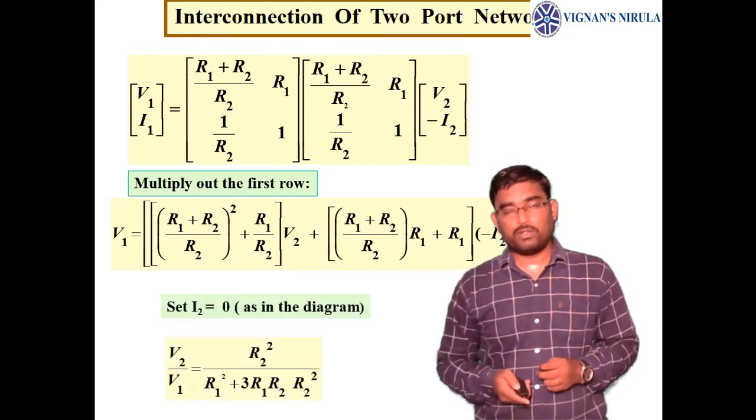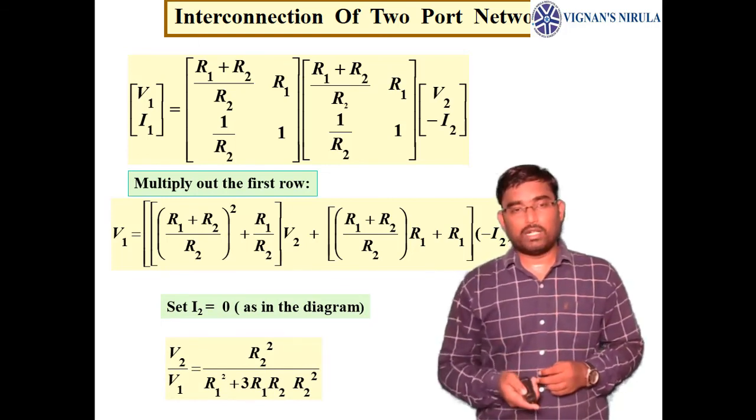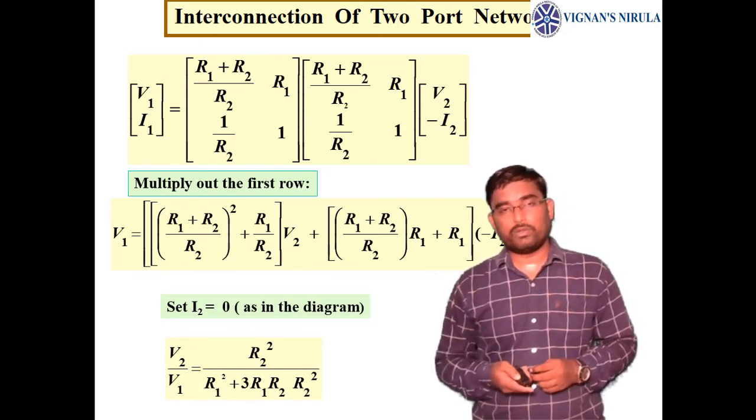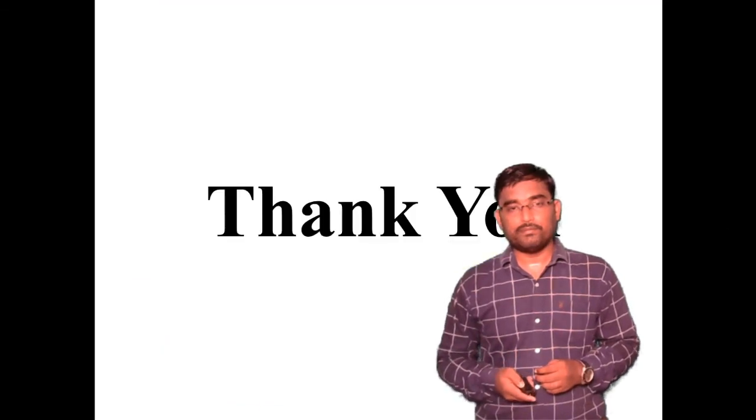By putting I2 equals 0, we can write V1 by V2 as R2 square by R1 square plus 3 R1 R2 plus R2 square. Thank you.